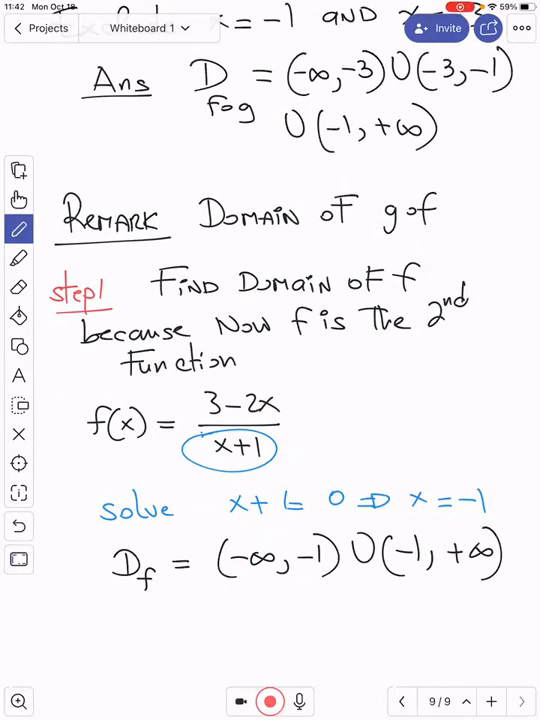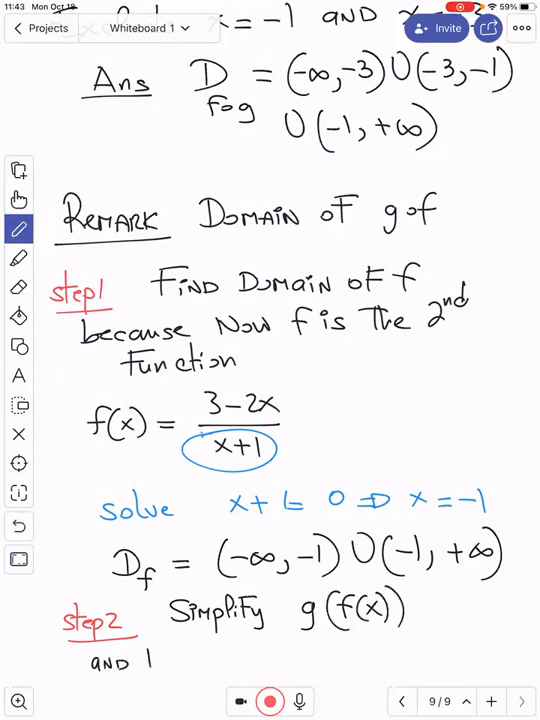All right, step number 2. Probably I don't have time to do step number 2, but in step number 2, you have to simplify g composed with f of x now, and find its domain.